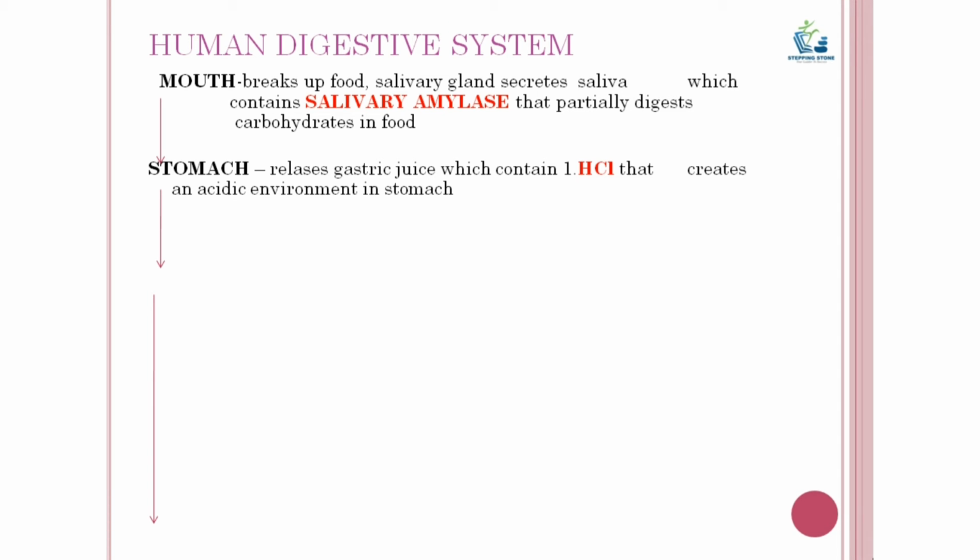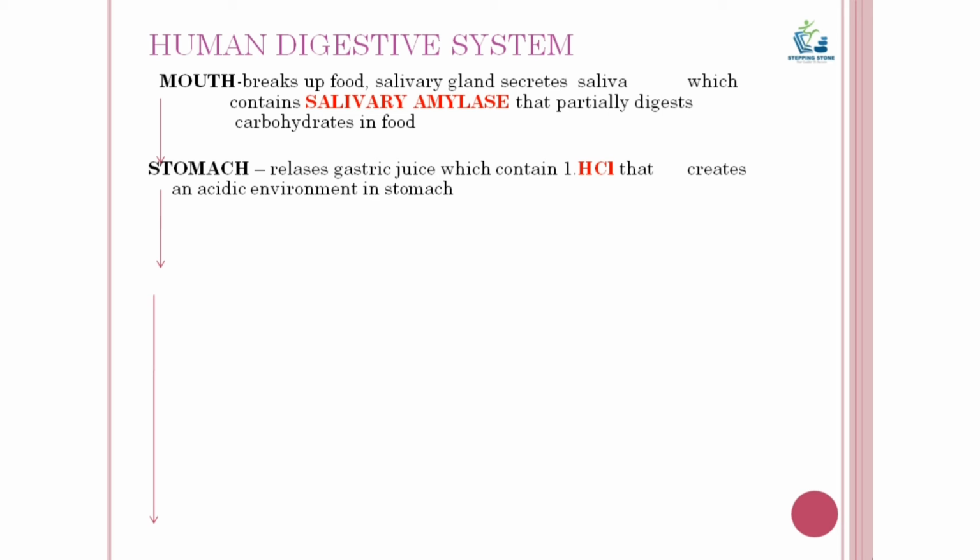Now, the stomach is a J-shaped organ present on the left side of the abdomen. The food is further digested in the stomach. The stomach releases gastric juice which contains hydrochloric acid. Hydrochloric acid creates an acidic environment in the stomach.